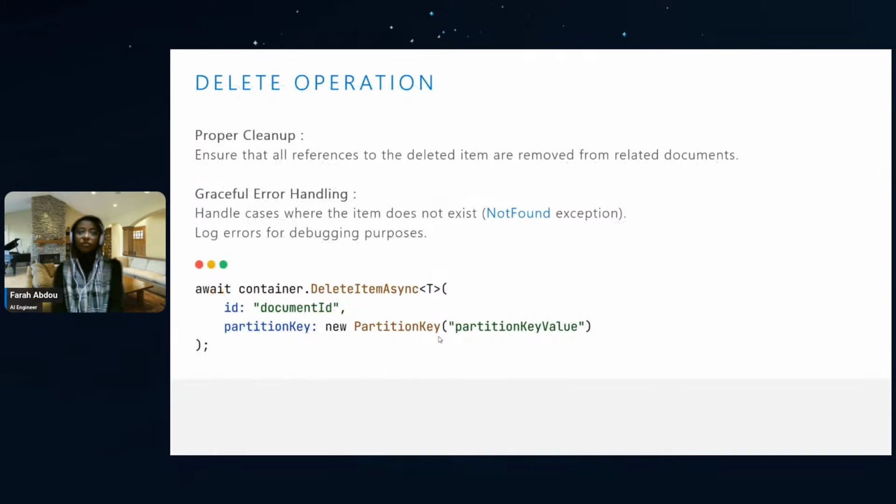Finally, the delete. Here we are using the delete item async. For this, we are going to ensure that all our references to the deleted items are removed from our documents. And we need to handle our errors. So we make some exceptions. For example, if it does not exist, it will be a not found exception. And we log errors for debugging purposes.